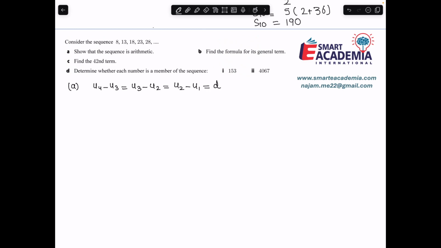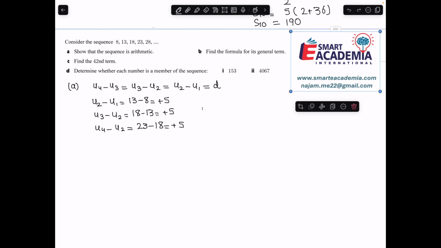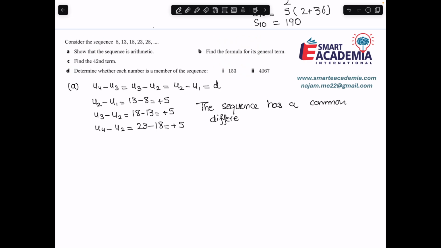Let's try to put the sequence under the test. Let's say I do u2 minus u1, which is 13 minus 8, the answer is positive 5. Let's do u3 minus u2, which is 18 minus 13, which is also positive 5. Let's do u4 minus u3, which is 23 minus 18, which is also positive 5. So you would say that the sequence has a common difference. Hence, it is arithmetic. So this is pretty straightforward, and this is how you will put your sequence under test whenever you get this type of question.